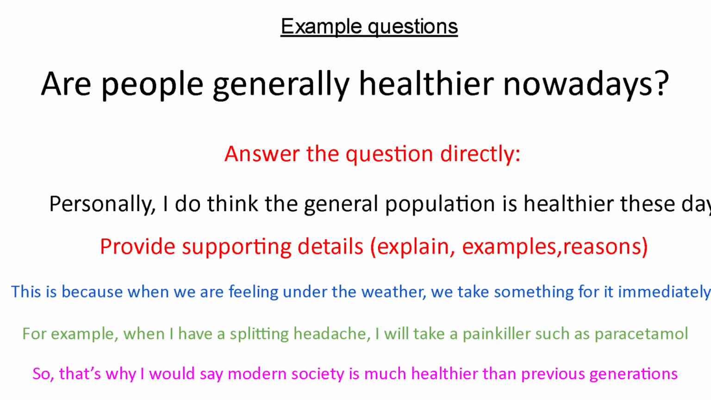One of the things I notice about my students when we're doing mock exams for speaking is they don't know how to end. They lose track of what they're saying. A really good way to end an answer is to summarize what the question was again, to go back to what you were answering. And that's all I've done here in that purple sentence. I've just summarized my main point: "So that's why I would say modern society is much healthier than previous generations." It's saying the same thing as my opinion.